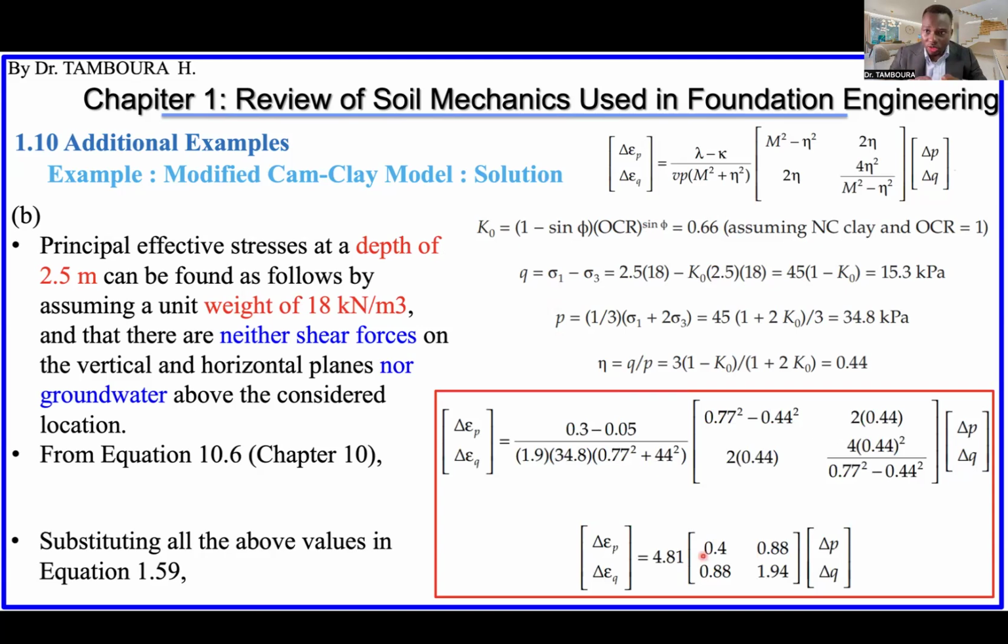So when you are going in your software, you have to give the software all these parameters. And then you can obtain the modified CAM-CLAY. You can perform the test under the modified CAM-CLAY model and obtain the strain corresponding to any stress. You see, the link is done. For any stress increment, the strain corresponding, the link is done. Then I think this example will help you to understand more this modified CAM-CLAY model.